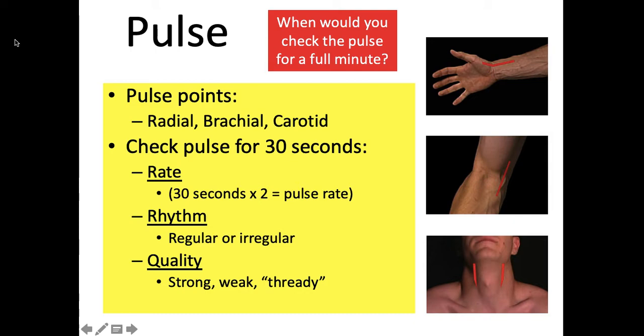Now, pulse points. There are various areas of the body where an artery comes close to the surface and kind of overlies a bone. Anytime you get an artery that goes over a bone and is close to the surface, we're able to access it and feel it. So the obvious easy ones are the radial pulse, which you can see is on the thumb side of your forearm, just behind the thumb there.